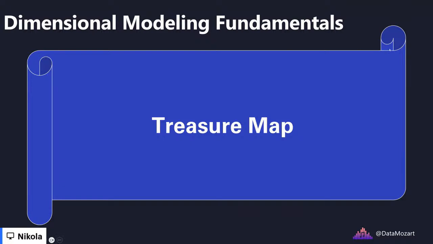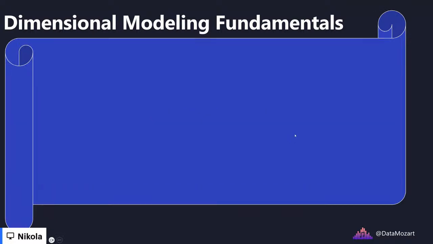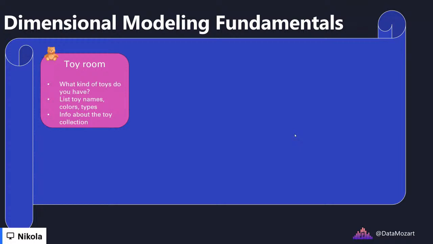Now, if I try to explain to people the different concepts and key characteristics of dimensional modeling, I like to introduce this small, it's not a game, but let's say, imagine that you have a big treasure map with different rooms inside. Think of it as your magical map. We have a toy room, which shows, for example, what kind of toys you have. It also contains the list of all the toy names, toy colors, toy types, and so on. It provides the information and helps you understand your toy collection. Think of it as a product dimension.